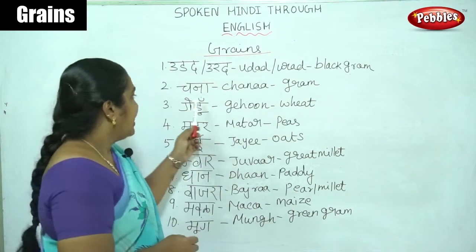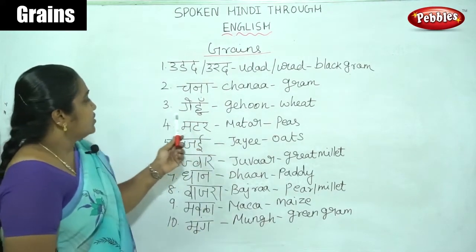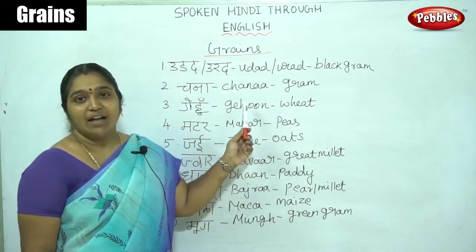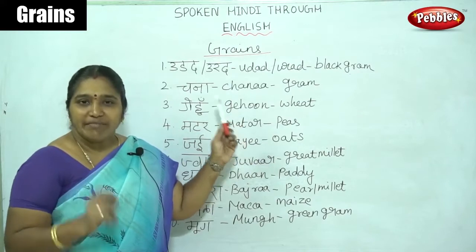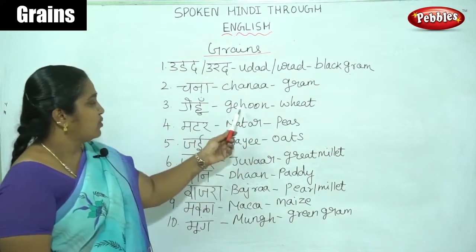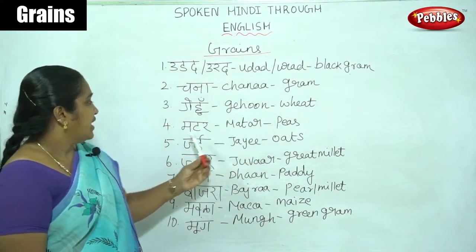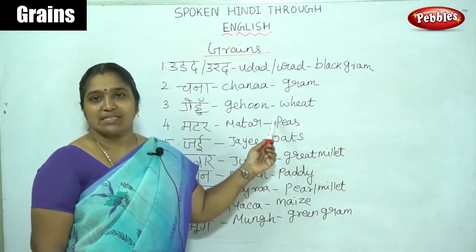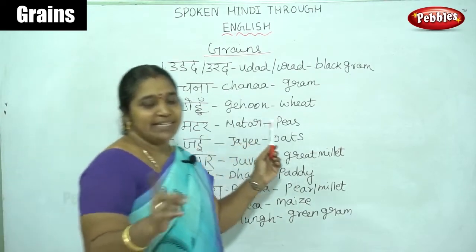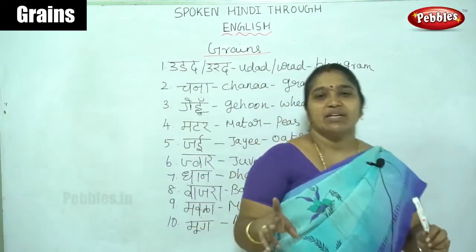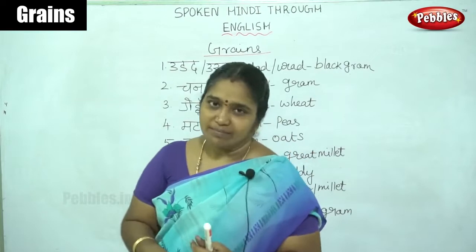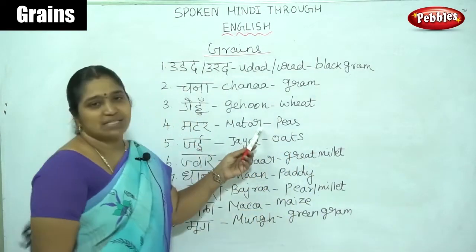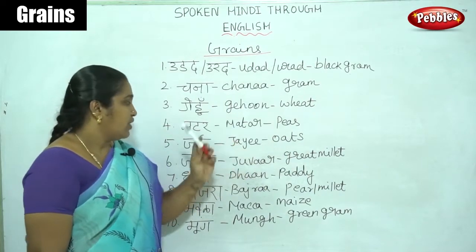Then the third one is gehu. Gehu means wheat, not wheat powder. It is simply wheat. Then the fourth one is matar. Matar means peas. In the peas we are having two types: the yellow one and the green one. Green peas and yellow peas.